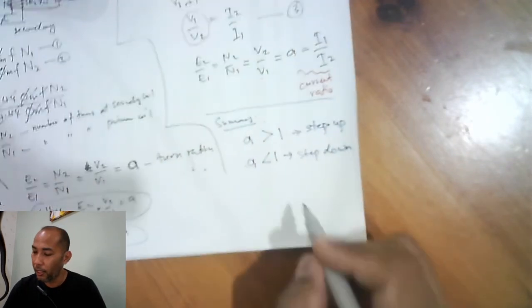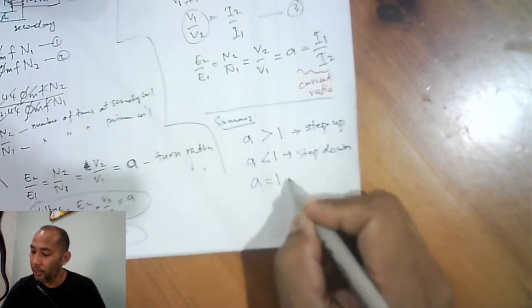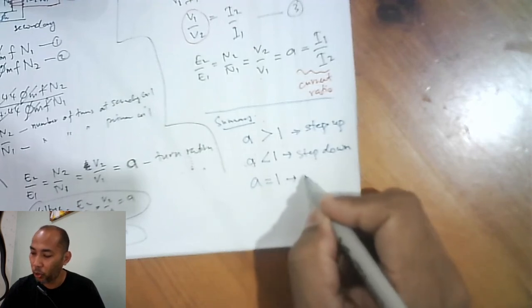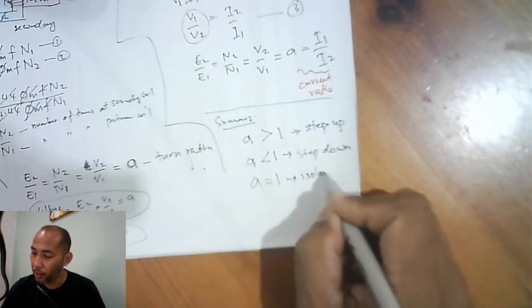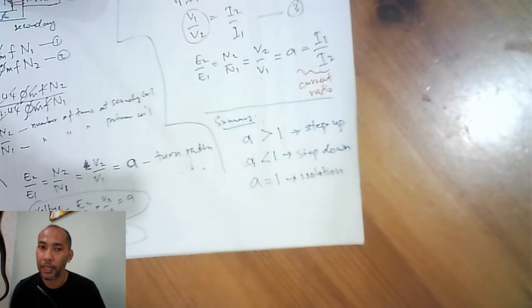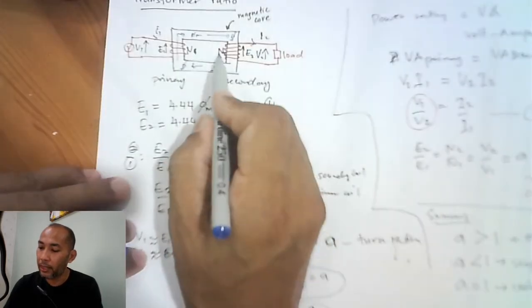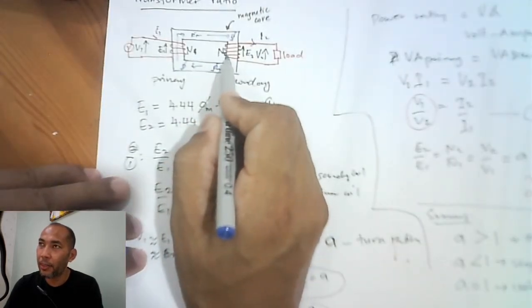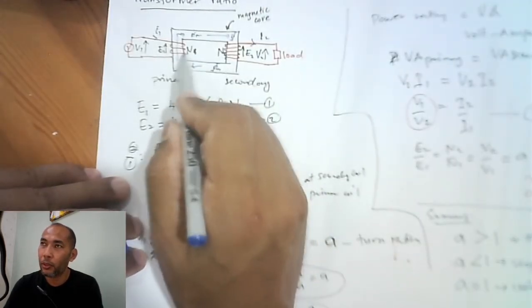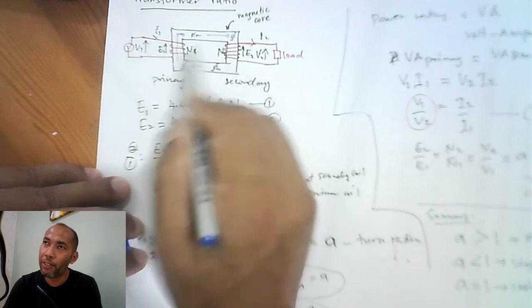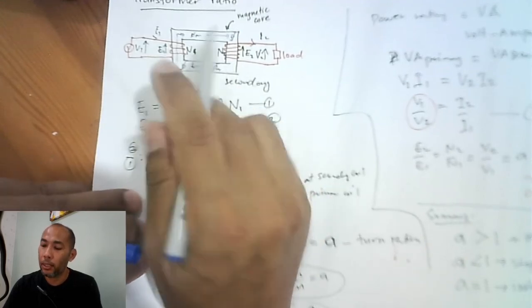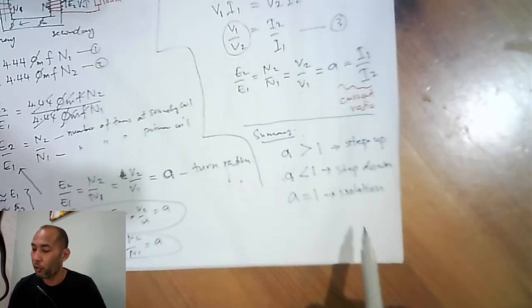If A equals 1, we call this an isolation transformer. A equal to 1 means that the voltage at the secondary is the same as the voltage at the primary. So V secondary divided by V primary equals 1. Both voltages are the same. That is an isolation transformer.